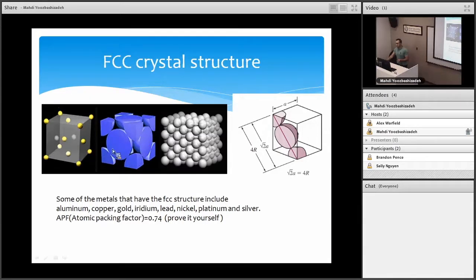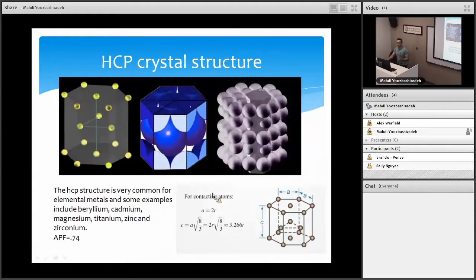Then you have the FCC crystal structure, face-centered cubic. In face-centered cubic, every unit has 1/8 of an atom at a corner and half an atom at the surface of the cube. Some of the FCC metals are copper, aluminum, gold, lead, nickel, platinum, and silver. Metals that have an FCC crystal structure are more malleable and easy to deform.